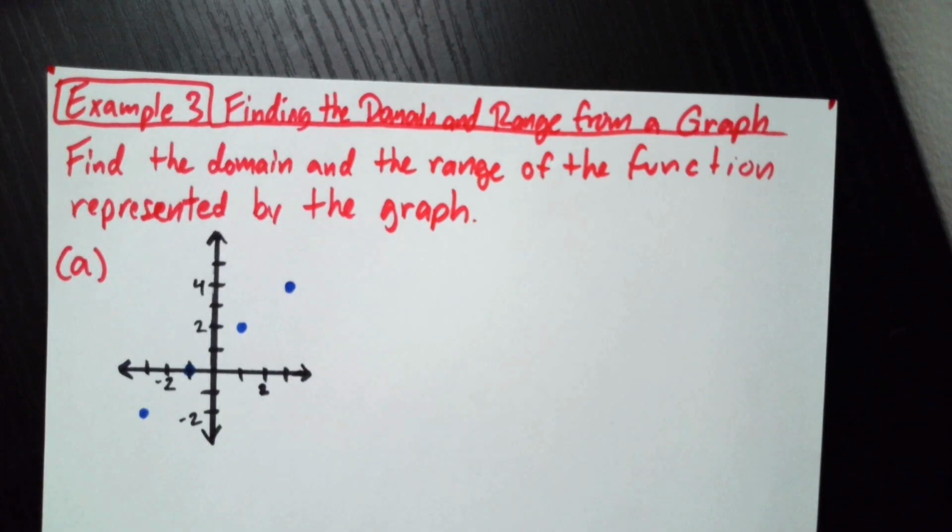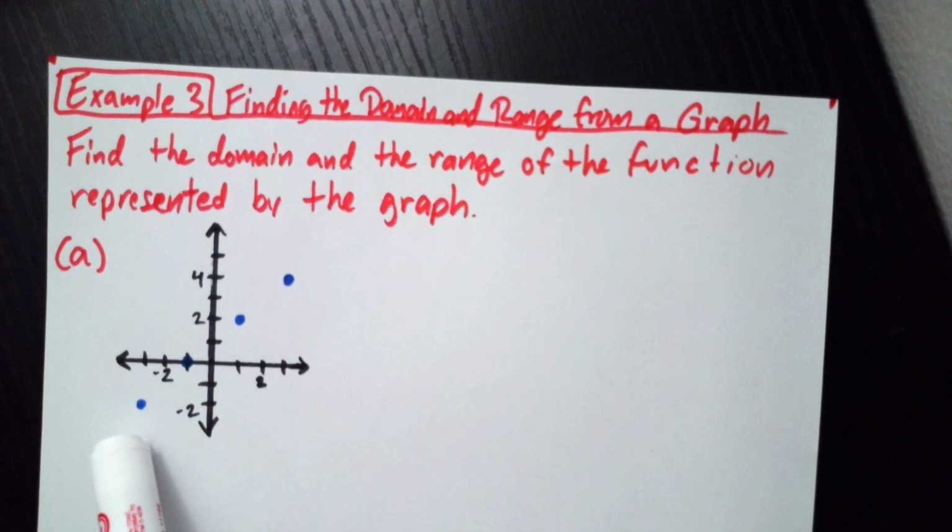So for example 3, we're going to be finding the domain and the range of this function from a graph. It says find the domain and the range of the function represented by the graph. Let's see what we got. So for part A, we have, again, a bunch of separate points here.